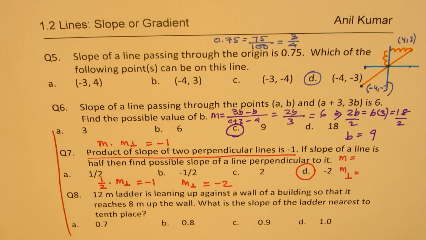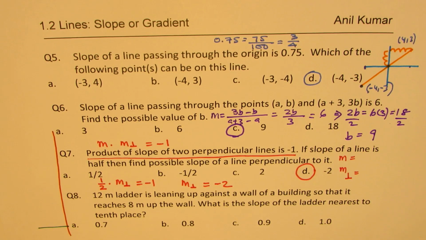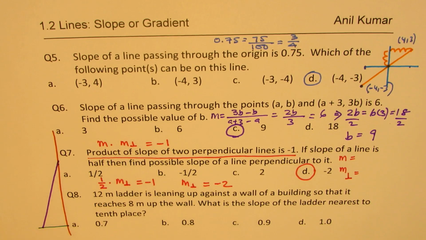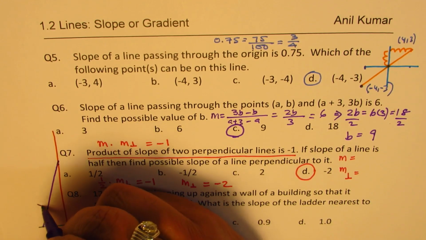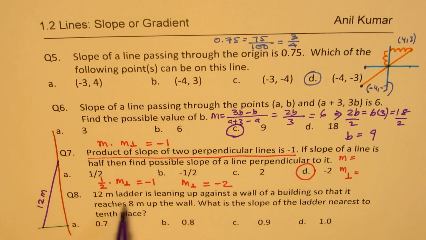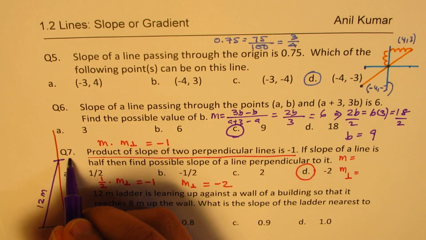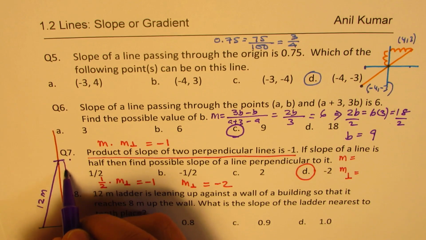So let me just on the side draw this ladder, and then we'll try to see how to solve such a question. So we have a ladder here. Let's say this is the ladder. Now it says 12-meter ladder, means this length is 12 meters, is leaning up against a wall of a building so that it reaches 8 meters up the wall, right? So this distance is 8 meters up the wall.